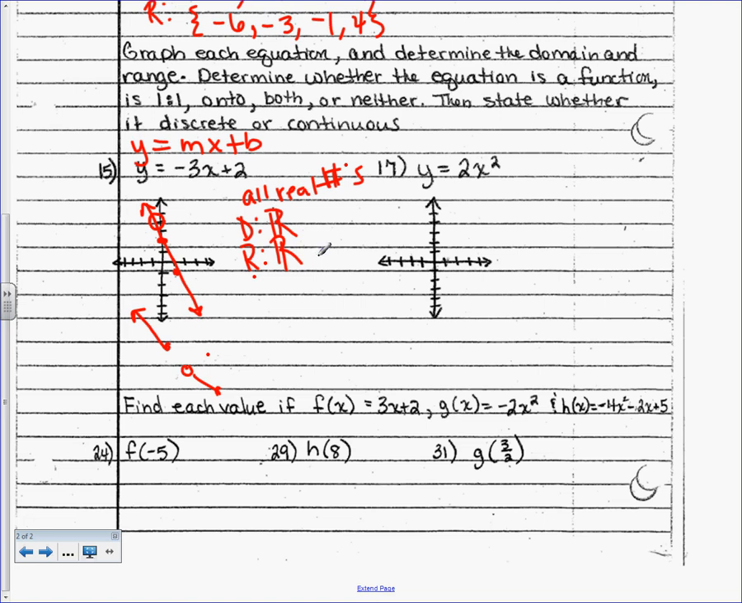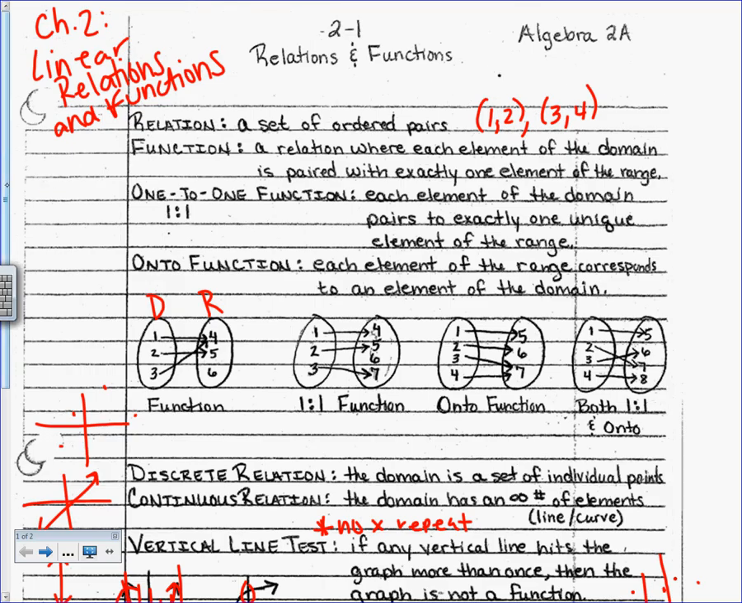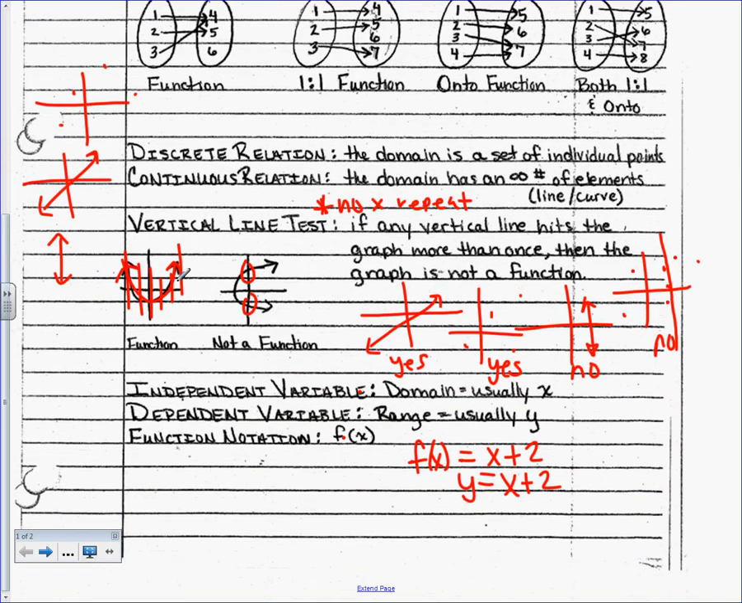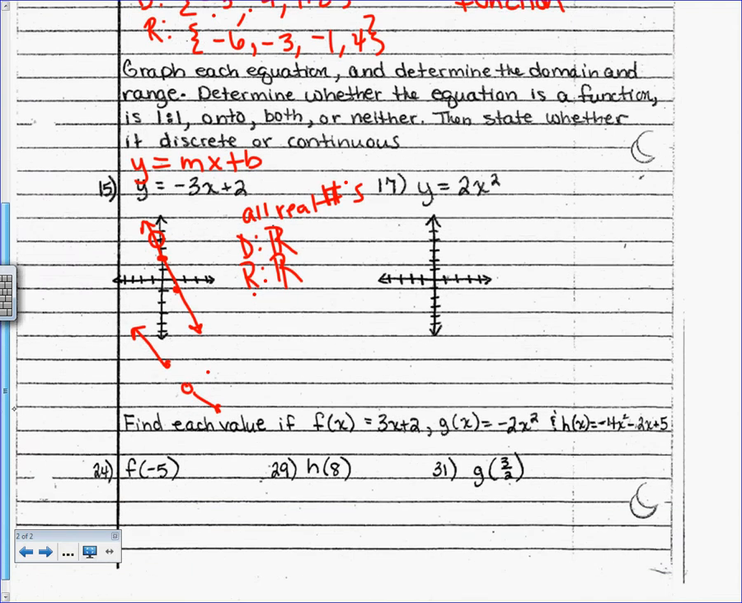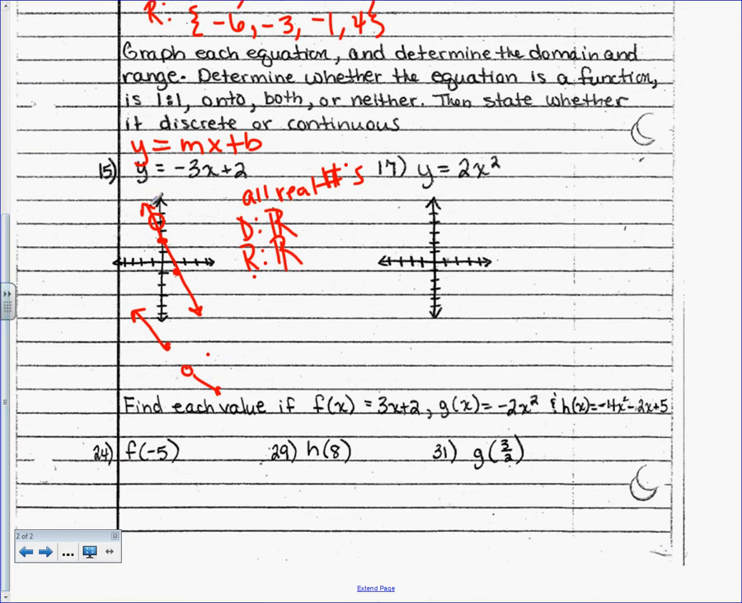Okay? The next question is: is it discrete or continuous? Well, let's remember what that means. So if you go back to the front, where was it at? Discrete: is it a bunch of dots not connected? Or is it continuous, where there's an infinite number of elements, it's a line or a curve? Which one do you think for here? Okay, so that's obviously a line, so that is continuous. That's pretty easy to understand, I think, for most people.